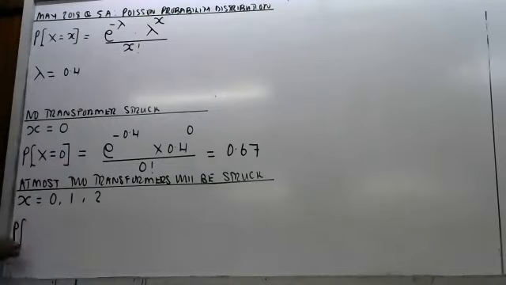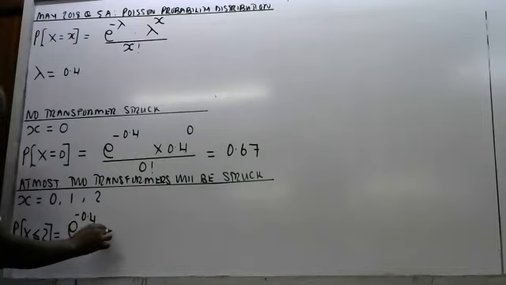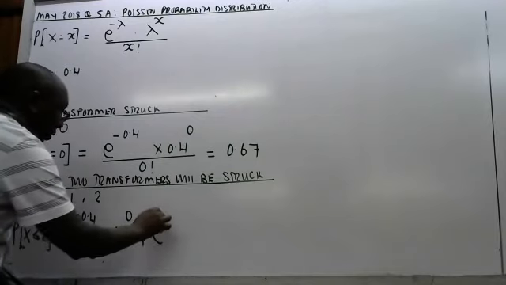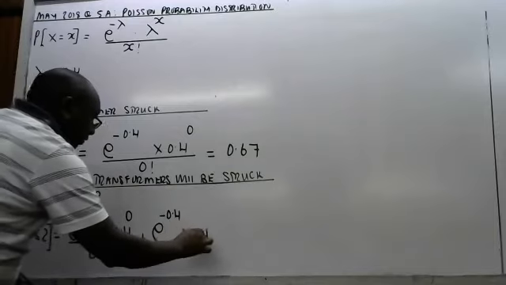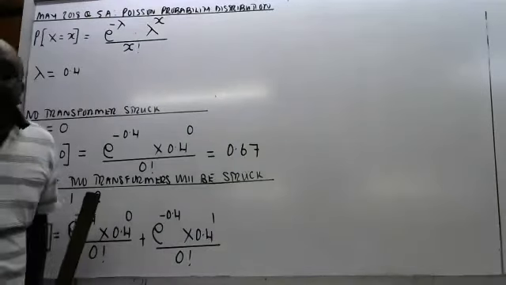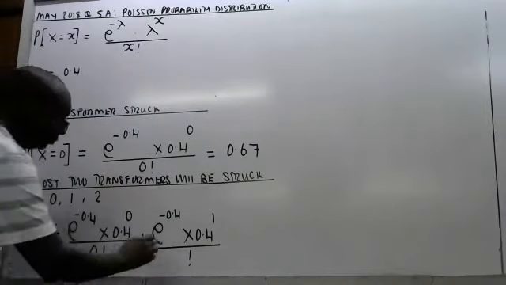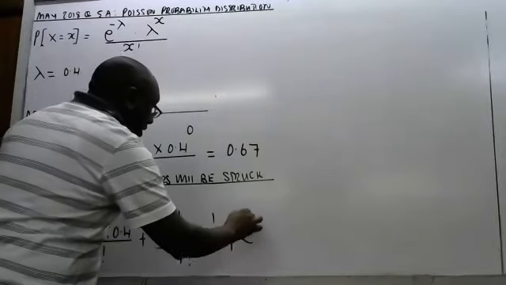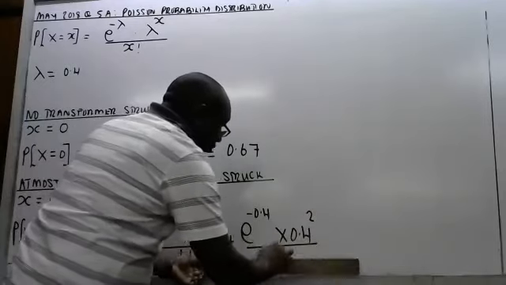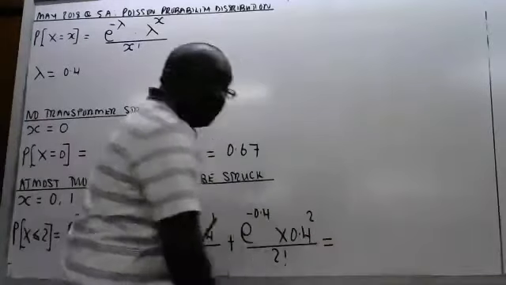So now the probability of X being less than or equal to 2, that is at most, will be e raised to power minus 0.4 times 0.4 raised to power 0, you divide this by 0 factorial, plus e raised to power minus 0.4 multiplied by 0.4 raised to power 1, you divide by 1, plus e raised to power minus 0.4 times 0.4 raised to power 2, you divide by 2 factorial. We get the answer.